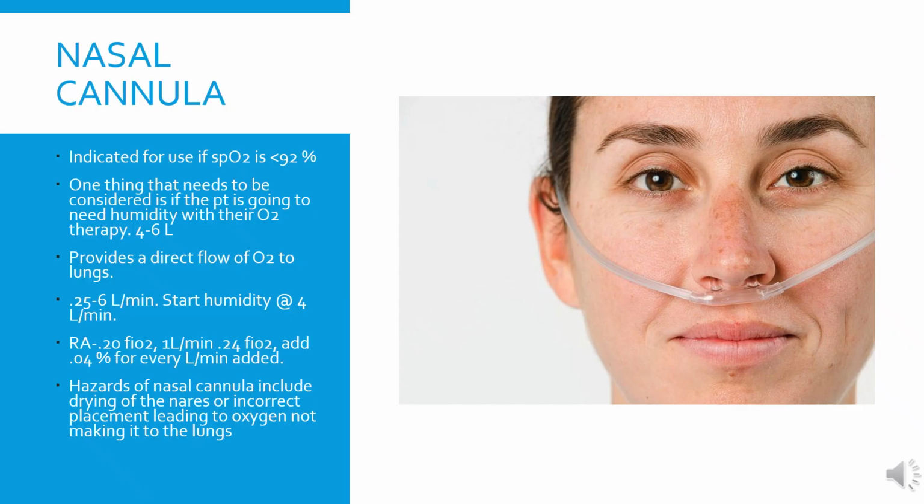Cannula, indicated for use if SpO2 is less than 92%. One thing that needs to be considered is if the patient is going to need humidity with their O2 therapy, which is 4 to 6 liters. This provides a direct flow of O2 to the lungs. 0.25 to 6 liters, and you start humidity at 4 liters per minute. So recommendations: 1 liter per minute is 0.24 FiO2, add 0.04 for every liter per minute added. A couple hazards of nasal cannula include drying of the nares or incorrect placement leading to oxygen not making it to the lungs.